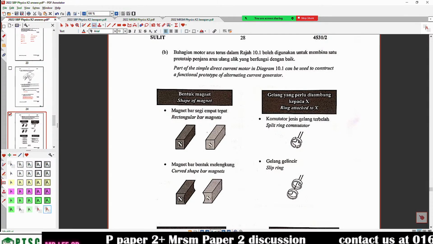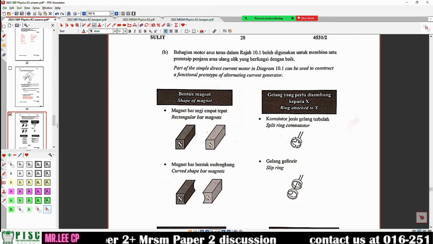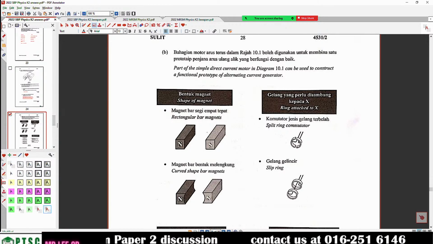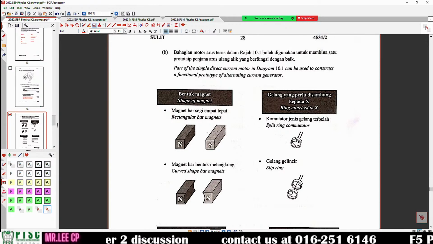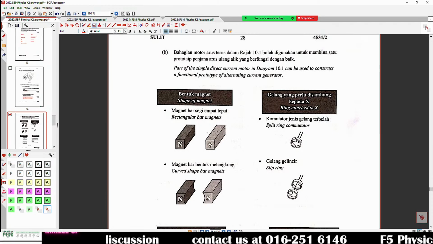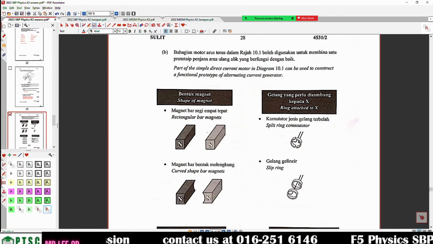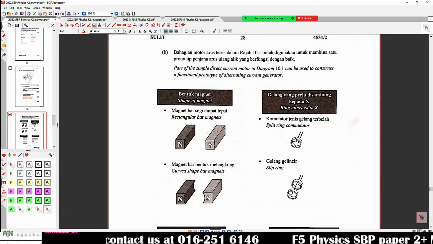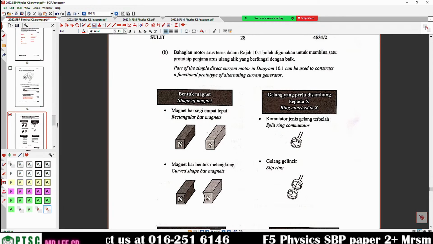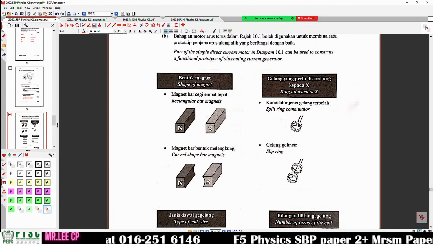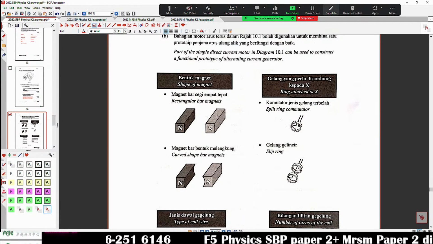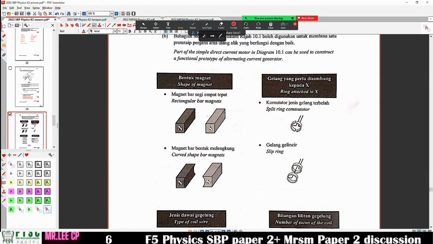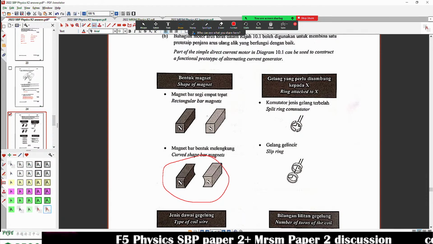Next one, part of the simple direct current motor in 10.1 can be used to construct a functional prototype of an alternating current generator. Motor becomes generator, direct current becomes alternating current. Now the shape of the magnet. We got two kinds only. So I will choose this one, the curved bar magnet shape.